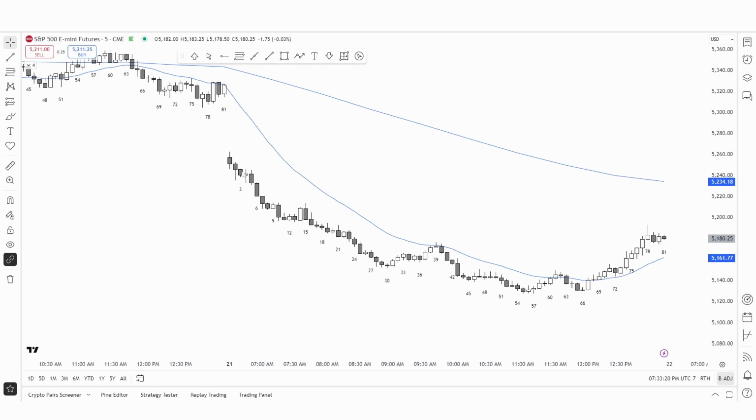If you're looking to get long, I understand what you're thinking, but price action is showing us that bears are willing to sell lower. So this is the gap down, and they're still selling lower.